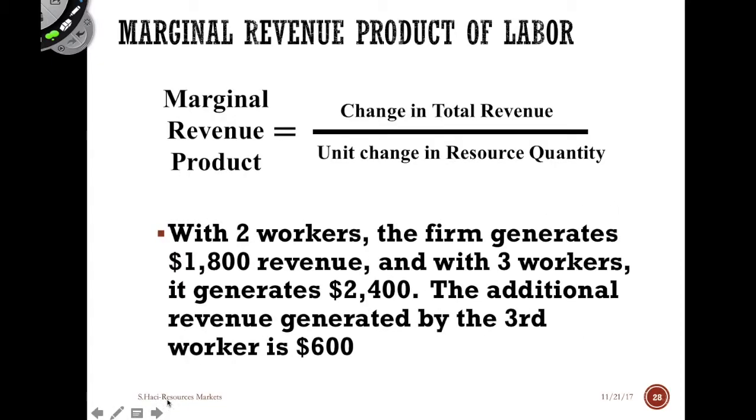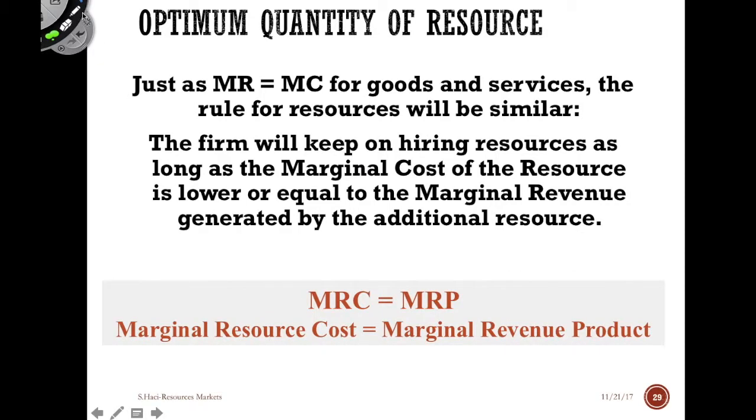The marginal revenue product is also the change in total revenue divided by the change in the number of workers hired. Here's the rule. The optimum quantity of resources for the business is where marginal cost of the resource, so your wage rate, is equal to the marginal revenue generated by the additional resources. So the marginal revenue product of labor. So marginal resource cost equals marginal revenue product of labor.